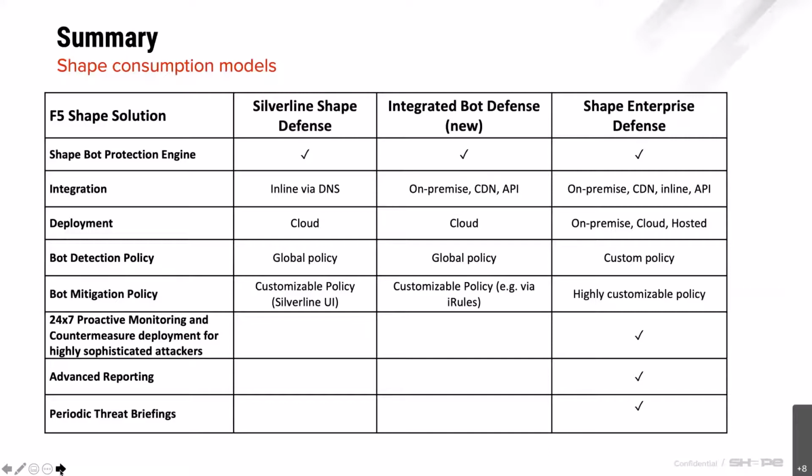Again, this is a global policy. So there are multiple different ways you can consume the advanced Shape bot detection capabilities, and then mitigate to your requirements depending on your need. Bigger customers that have more sophisticated attacks usually go for Shape Enterprise Defense, and there are other mechanisms to make the Shape technology available in different formats. I'll stop there and open it up for questions.